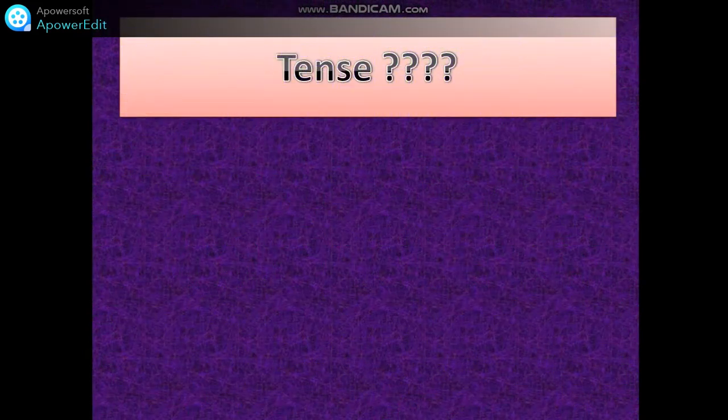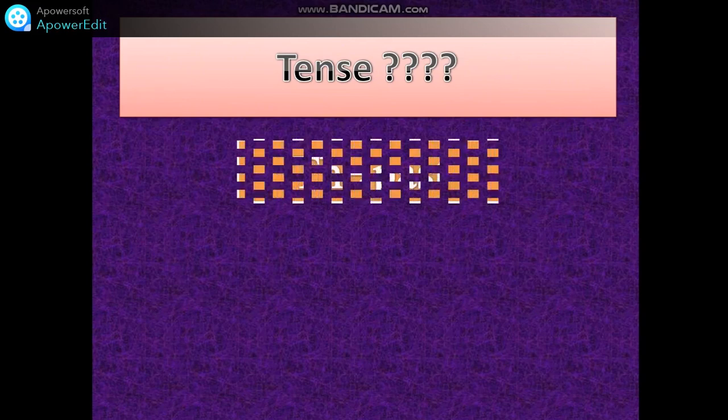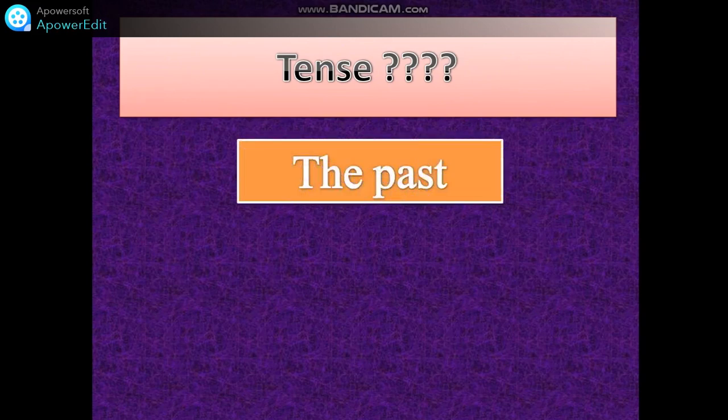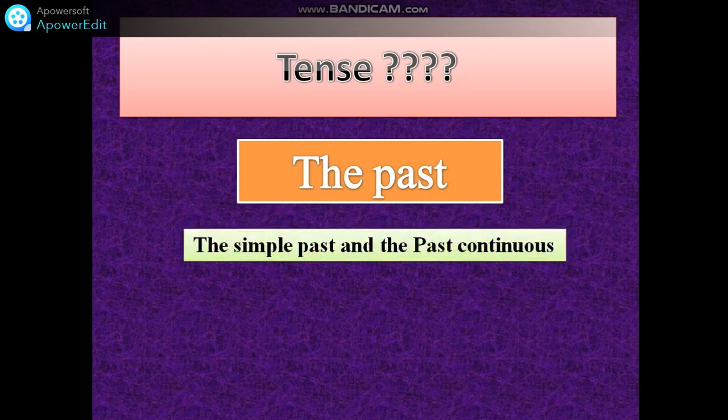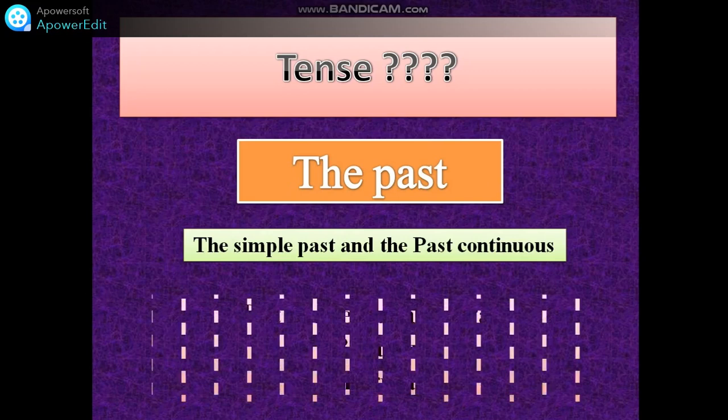Now, let's start. When you want to tell a story, the first thing you are going to think about is the tense. What tense are you going to use? Of course, you are going to use the past. It's very important. In the past, we have three different tenses: the simple past, the past continuous and the past perfect. But it's better to use either the simple past or the past continuous.